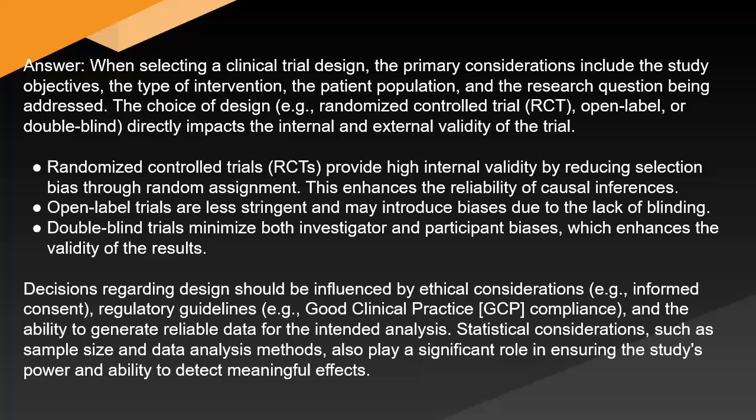validity of the trial. Randomized controlled trials, RCTs, provide high internal validity by reducing selection bias through random assignment. This enhances the reliability of causal inferences. Open label trials are less stringent and may introduce biases due to the lack of blinding. Double-blind trials minimize both investigator and participant biases, which enhances the validity of the results.